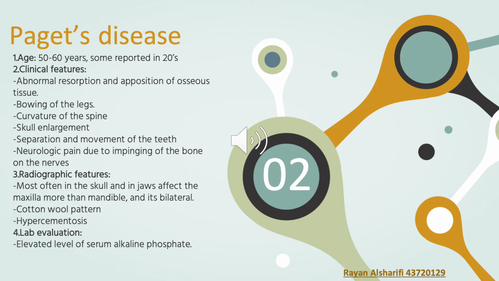For radiographic features, it is most often in the skull and the jaw, affecting the maxilla more than the mandible. It's bilateral and can cause hypercementosis. For the lab evaluation, increase in the serum alkaline phosphatase.